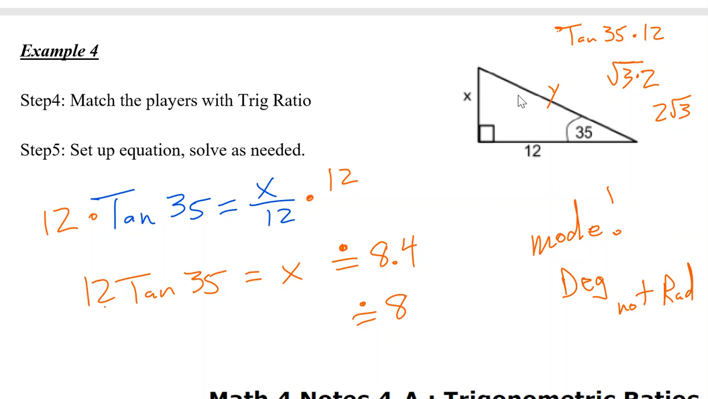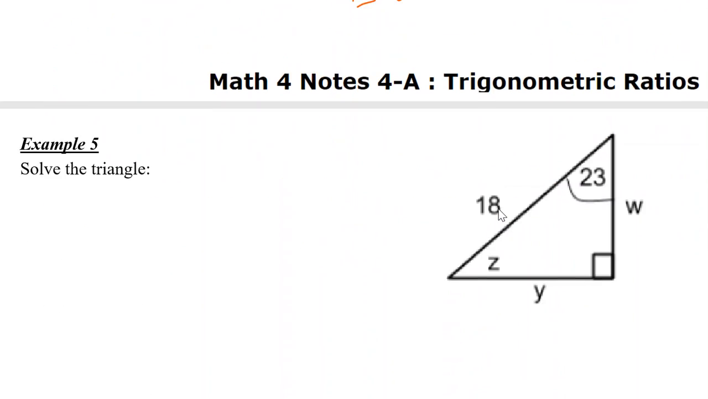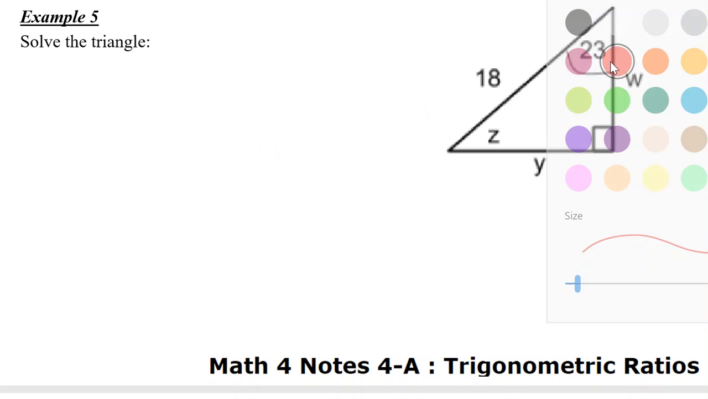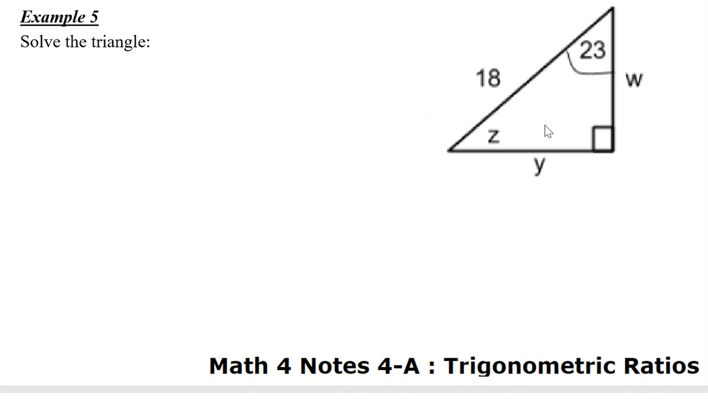All right. Now let's go on to the last example. We're going to get W, Y, and Z. Actually, Z is the low-hanging fruit right now, because these three angles add up to 180. And by the time I subtract them off, I'm going to wind up with 67 degrees.